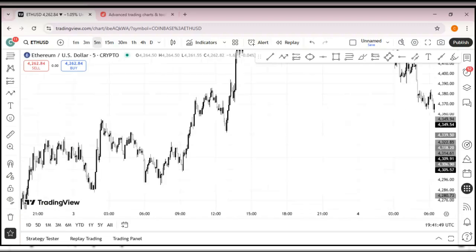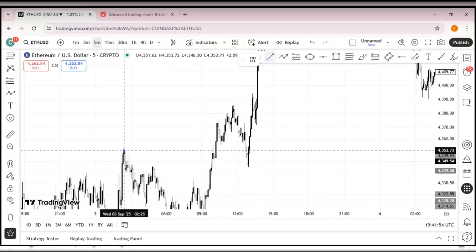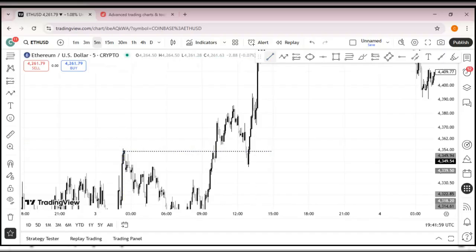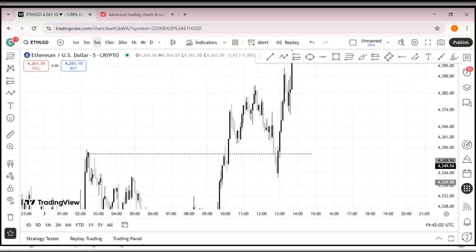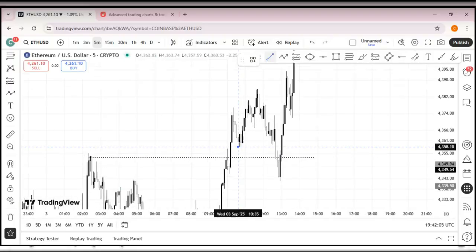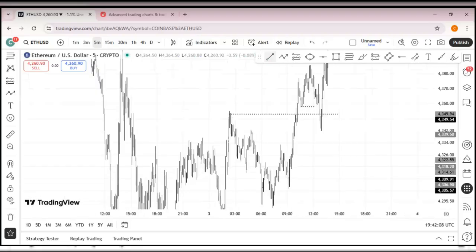So this is another breaker block entry. Yeah, this is a breaker block entry. Let's see. This is our structural liquidity. Let me zoom in. You don't need break of structure and all those things, just the liquidity sweep. That is our structural liquidity, because this was a downtrend.